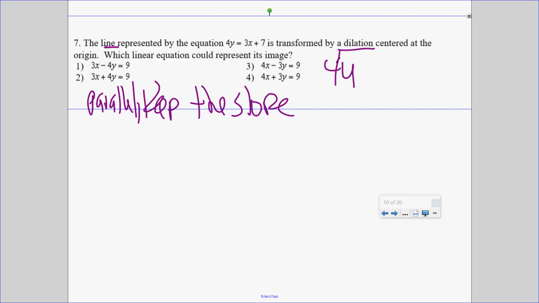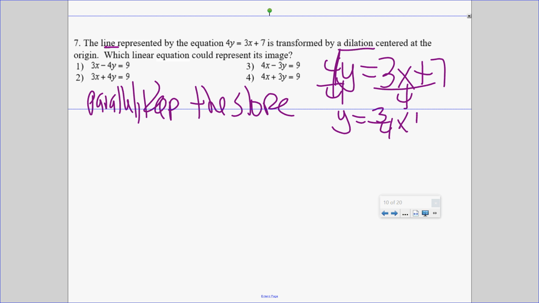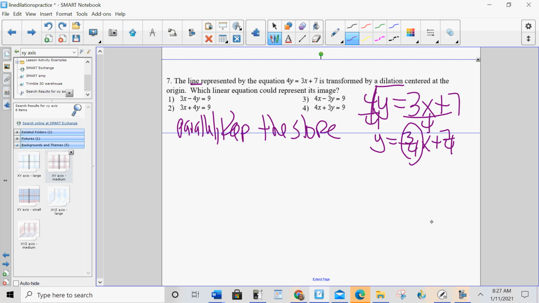Okay, the original problem, the original line, 4y equals 3x plus 7. I would divide by 4. The slope of this line is 3/4. So now I'm going to start going through each choice.